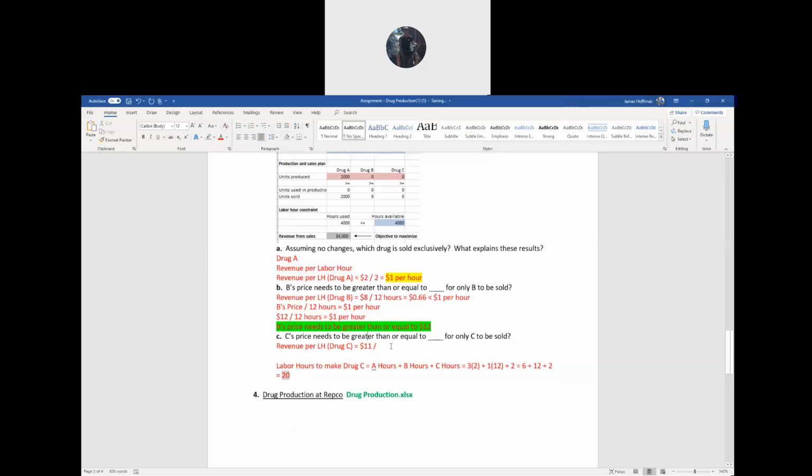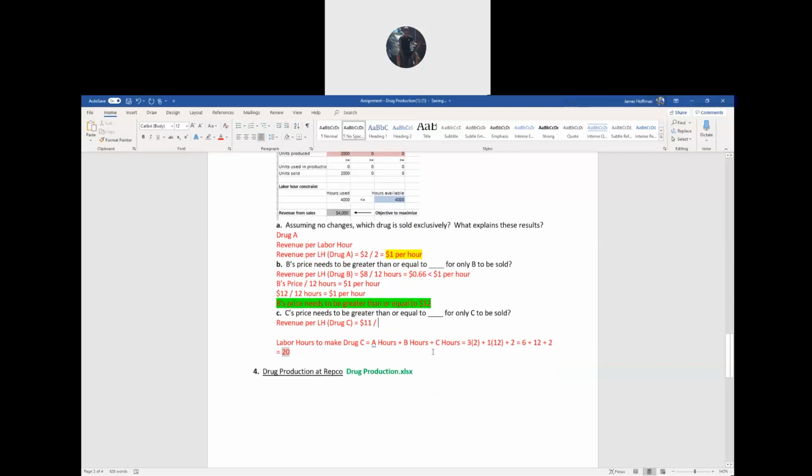Okay, so if you do the full breakdown, it might uncomplicate things, but I believe it takes 20 hours to make a drug C. 6 plus 12 plus 2 is 20. So that is something less than $1. 11 divided by 20 is a little more than 50 cents. I don't know exactly, but we'll just say 55 cents.